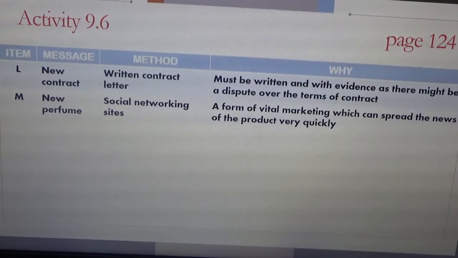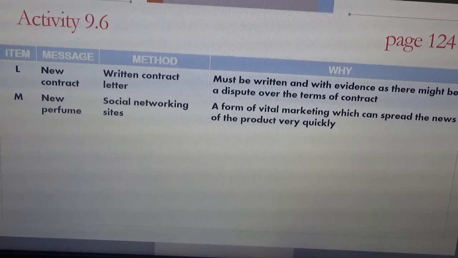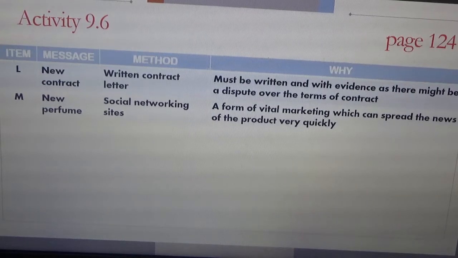The last item is the marketing department of a cosmetics business wants to launch a new perfume aimed at women with above average incomes. So we have the message there, new perfume, method, social networking sites. Why? Because it's a form of viral marketing which can spread the news of the product very quickly via social networking sites.